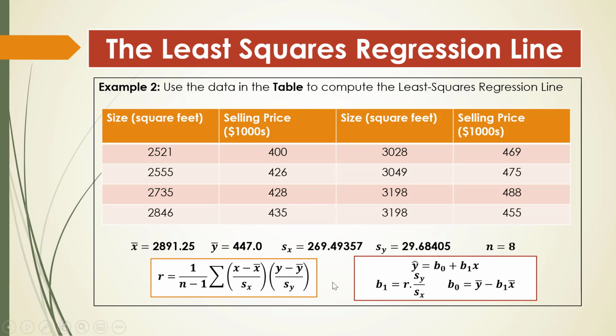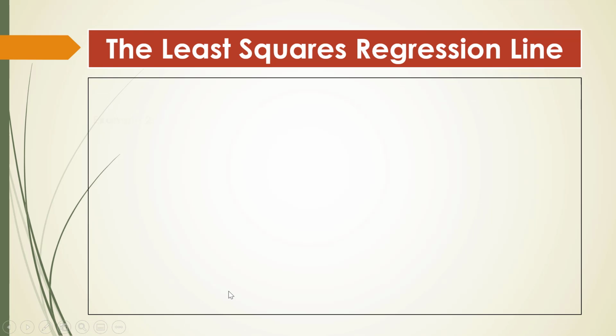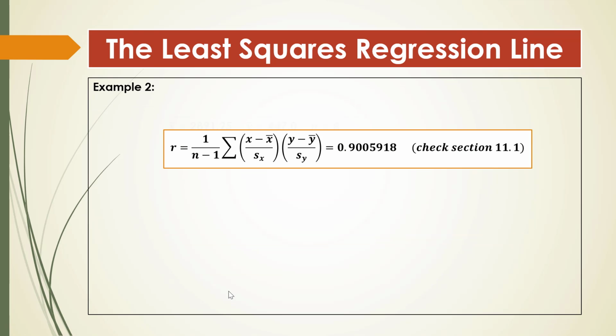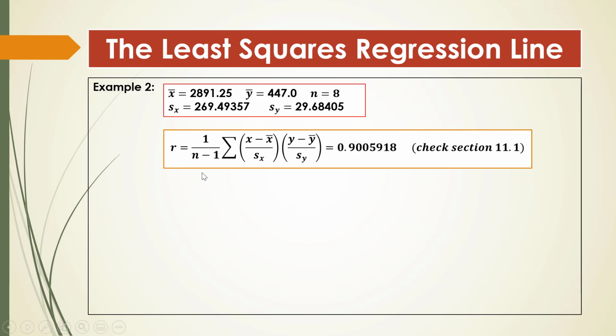Since in the last video I already showed you how to find the correlation coefficient, in this video I'm not going to show you how to do it again. So here I just have to show you the answer. R here is 0.9005918. If you don't remember how to find this number, please check my video of section 11.1, correlation coefficient and scatter plot. Alright, so now we already have the correlation coefficient.